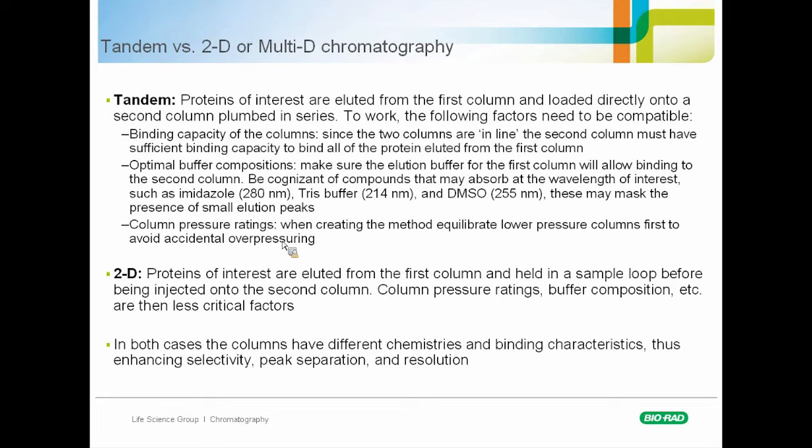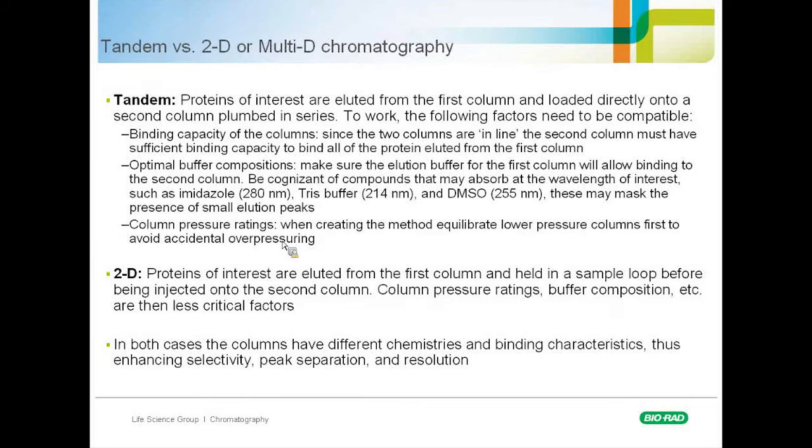So for more complex purification procedures that are more than just a simple two-step, this is what is often called two-dimensional chromatography, or if there are more than two columns, multidimensional chromatography. And the key difference with this is that the proteins are eluted from the first column, and instead of being shuttled directly onto the second column, they're eluted into some sort of static loop or sample vessel. They're captured in there, and then that sample from the loop can then be directed onto the second column.